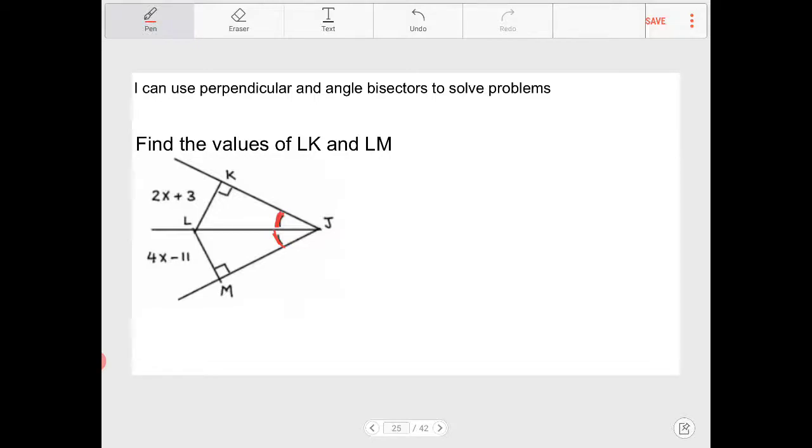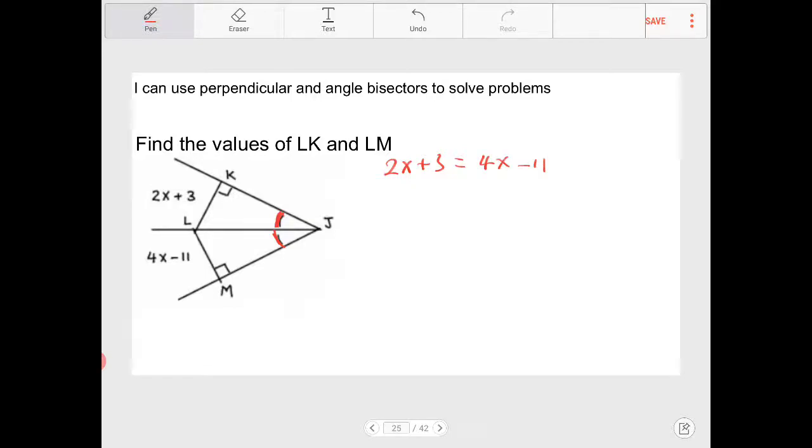Recognizing that LJ is an angle bisector, and L is a point on the angle bisector, we can immediately conclude that 2x plus 3 is going to equal 4x minus 11.